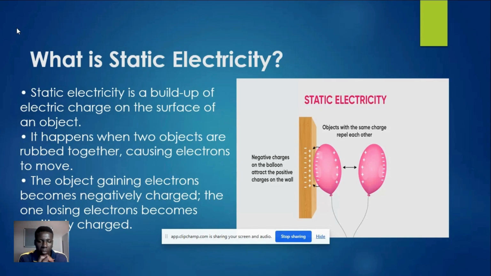Okay, we said static electricity is the buildup of an electric charge on the surface of an object. It happens when you rub two objects together, causing electrons to move. Then the object gaining the electrons becomes negatively charged, while the object that loses its electrons becomes positively charged.